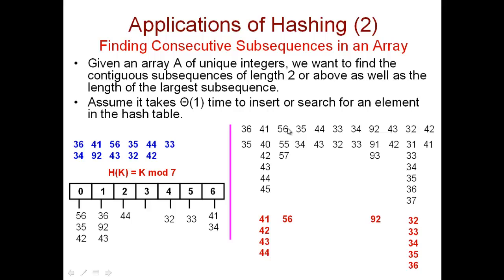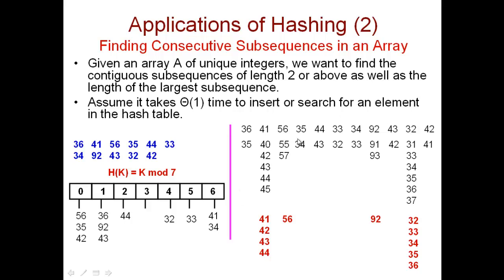To check if 56 is the starting element of a subsequence, find if 55 is there in the array. 55 mod 7 is 6. It's not there. So that means 56 is the starting element of some subsequence. Now check for 57. 57 mod 7 is 1. 57 is not there at index 1. So 56 is by itself a subsequence of length 1. Even though we are not interested in such subsequences, as part of the algorithm we will end up finding such subsequences of length 1, even though we are interested only in subsequences of length 2 or more.